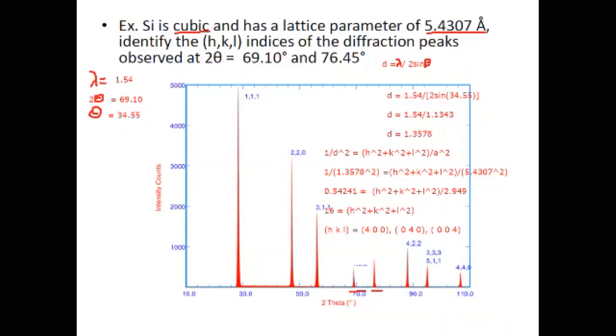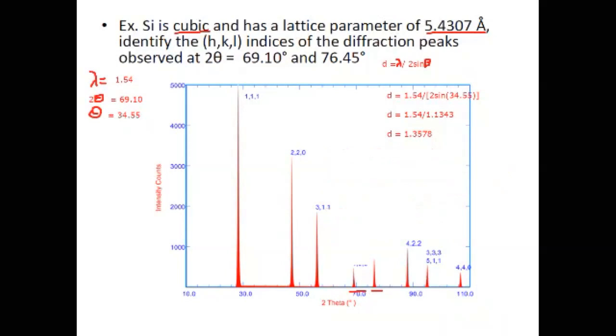So let's look at the other one. Let me clear out a couple of things. I hate to, but I have to. Okay. So now let's look at the second one, 76.45. So that's our 2 theta value. Our theta value would be half that, 38.23.